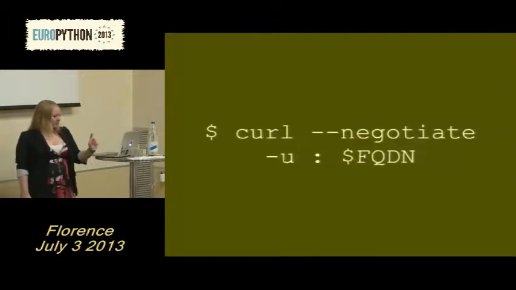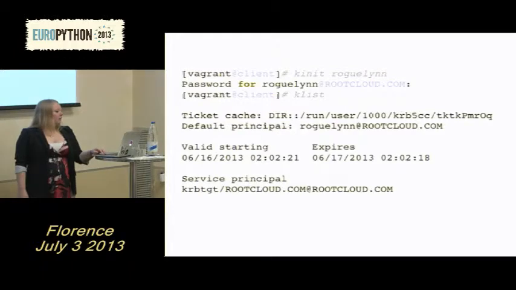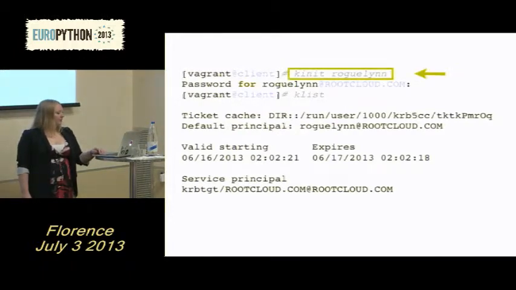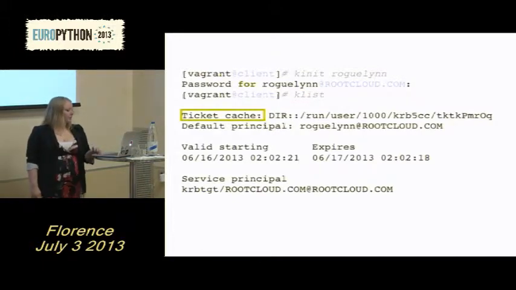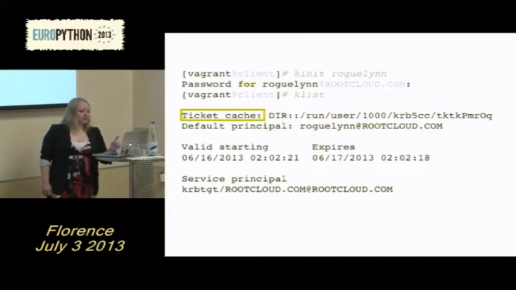So perhaps you curl and you do --negotiate -u with an empty string of user and password, and then the fully qualified domain name of what you're testing. So for example, you can kinit in as you, and then you can list the tickets that you have, and you'll see the ticket cache. And down there I have a TGT for the default principal, which is myself.